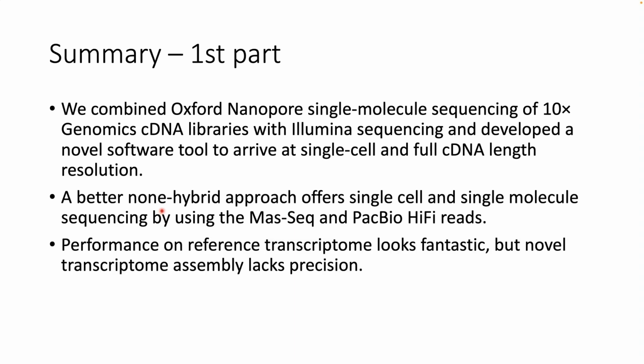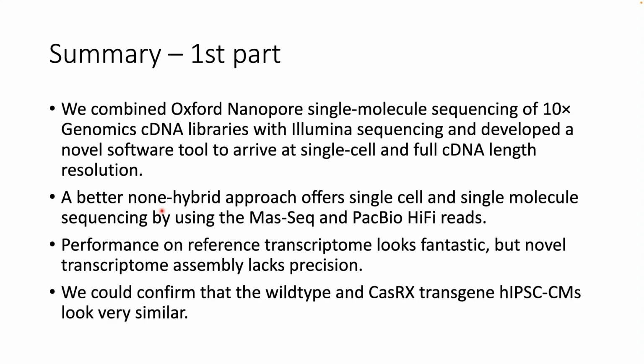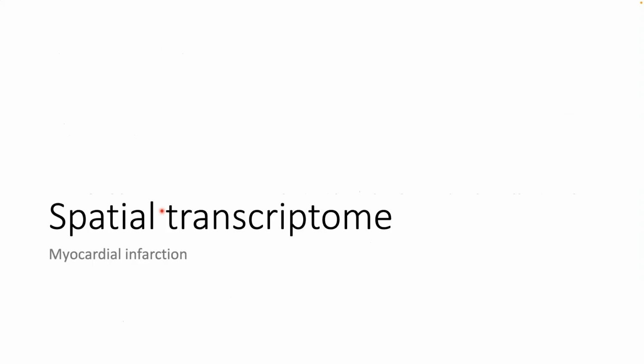We do see that the performance on reference transcriptome looks fantastic, but many novel transcripts got discovered, and we are a little bit doubtful about the precision. So I think bioinformatics tool development is still necessary on that part. Okay, and finally, we could confirm that the wild type and Cas-Rx transgenic cell lines are basically very similar in their transcriptome profiles. So let's move on to the next part, which will be spatial transcriptome sequencing.